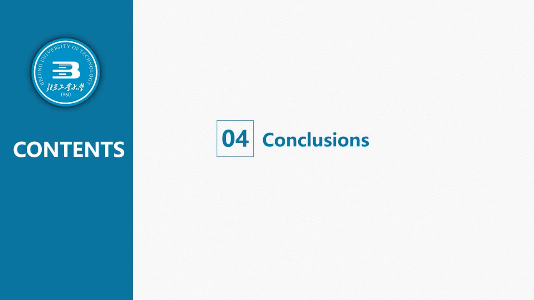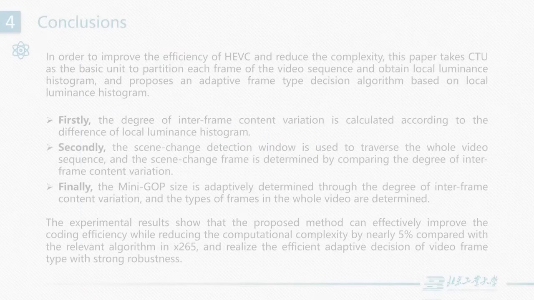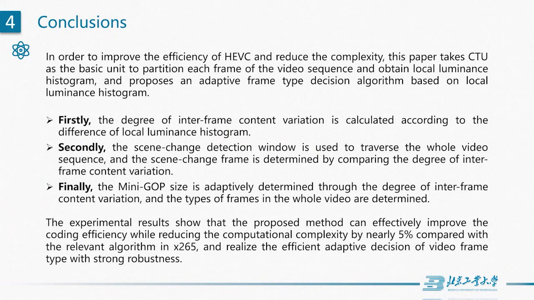And the last part is the conclusions. In order to improve the efficiency of HEVC and reduce the complexity, this paper takes the CTU as the basic unit to partition each frame of the video sequence and obtain the local luminance histogram, and proposes an adaptive frame type decision algorithm based on the local luminance histogram. First, the degree of inter-frame content variation is calculated according to the difference of the local luminance histogram. Secondly, the scene change detection window is used to traverse the whole video sequence, and the scene change frame is determined by comparing the degree of inter-frame content variation.